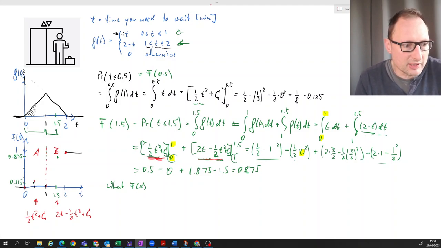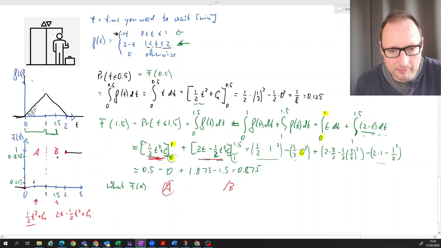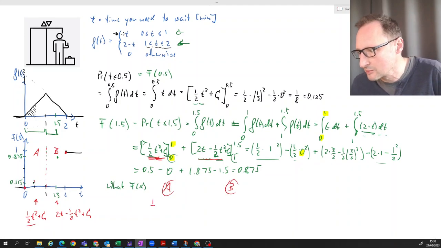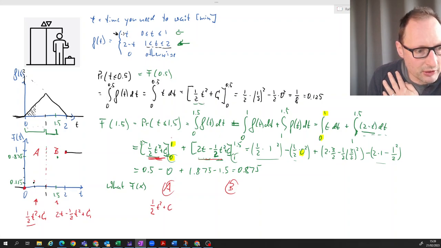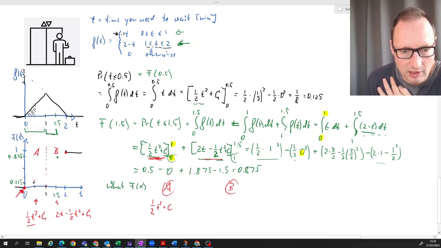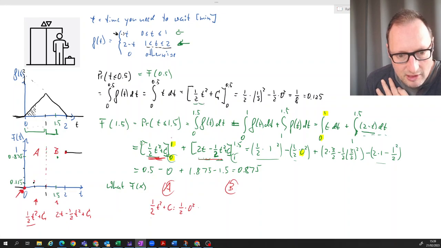So now you can see that's a function, and we know the shape from here, but we don't know where exactly it is because we have that c, but we can fix it. So let's think about segment A and segment B. In segment A we need a half t squared plus c. And if we calculate that at the value t equals 0, the value has to be 0, because that point here we know has to be part of the CDF. So if we replace the t with a 0, a half times 0 squared plus c needs to be equal to 0. So from here we learn that c is actually equal to 0 in that part.